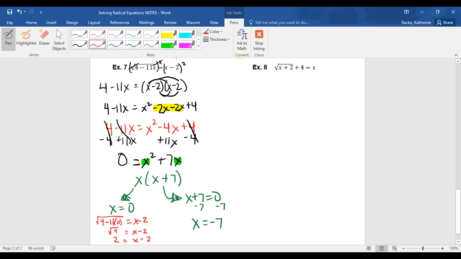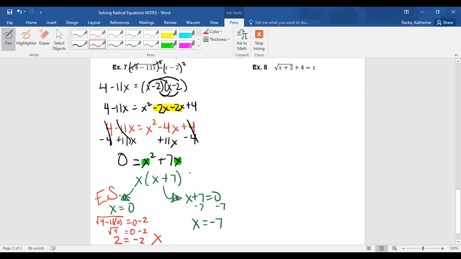Oh, sorry. I need to plug in 0 in both of the x's. So if I plugged in 0 here, 0 minus 2 gives me -2. So I have 2 from the square root of 4 equals 0 minus 2, which gives me a negative 2. 2 equals negative 2 does not work. So that tells me that x equals 0 is an extraneous solution.